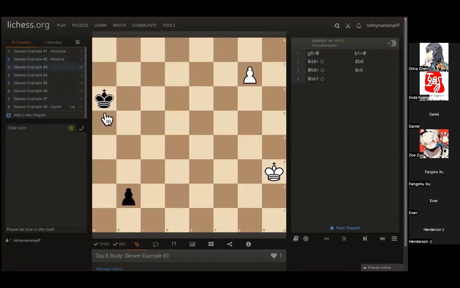Third example we have here, these are a little bit more complex. So basically this is white to move. Both sides promote to a queen. And since both sides have a queen, it should be a draw, except in this scenario, white is actually winning. The reason being, we have queen to a8 check.